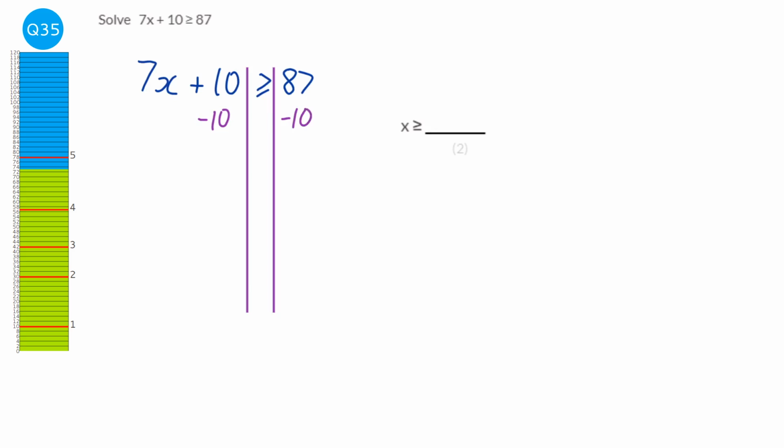So we're going to take away 10 both sides to get 7x on the left-hand side. Make sure you don't put an equal sign in there, otherwise that is instantly 0 marks. Then we're going to divide by 7 both sides to get x on its own. So it's x is greater than or equal to 11 would be the answer.